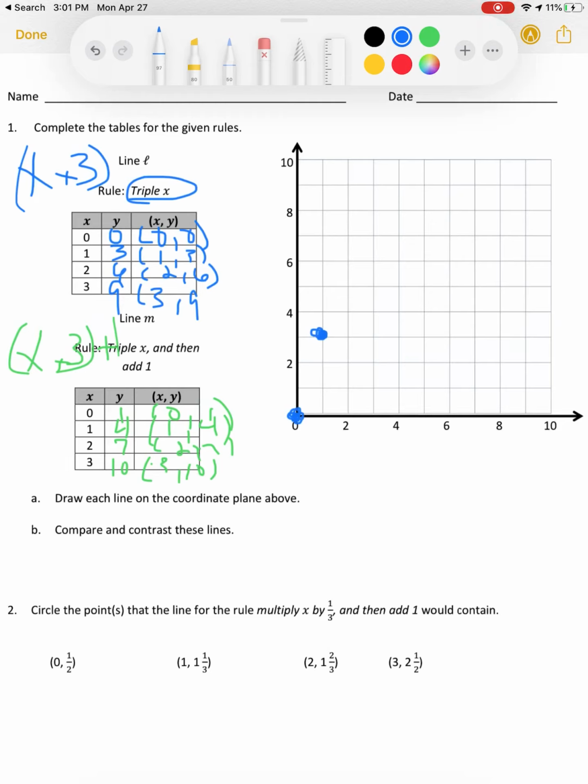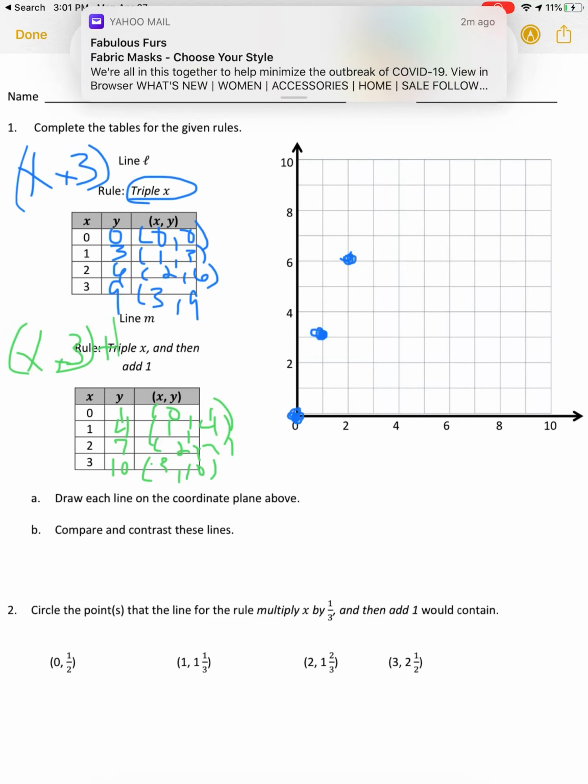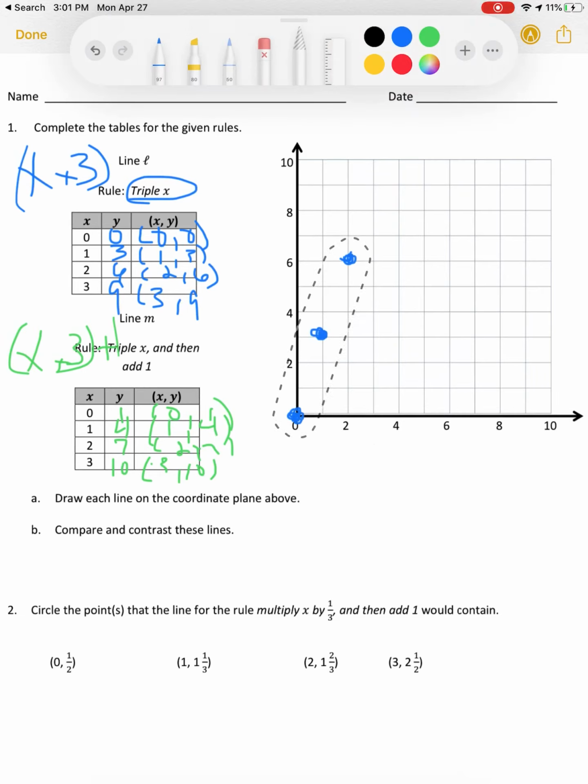All right, let's continue. The next coordinate pair, 2, 6. Okay, so we go over to 2 on the x-axis and up to 6 on the y-axis. And the coordinate pair goes there. We will plot there. Next one, 3, 9. Which means that we go over to 3 on the x-axis and up to 9 on the y-axis, which we'll put our coordinate pair here.